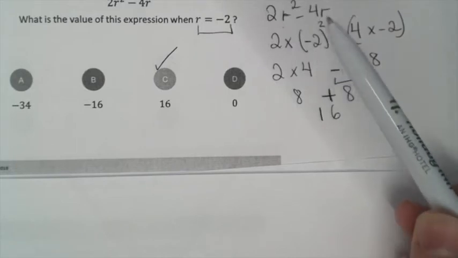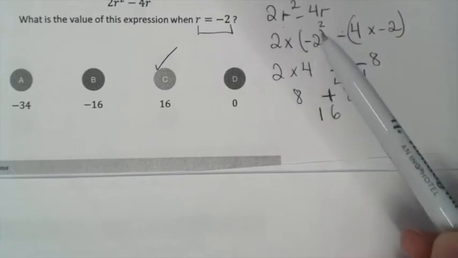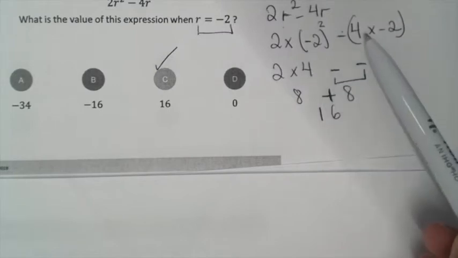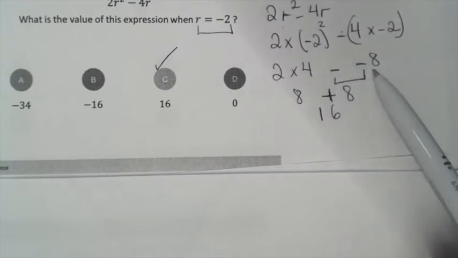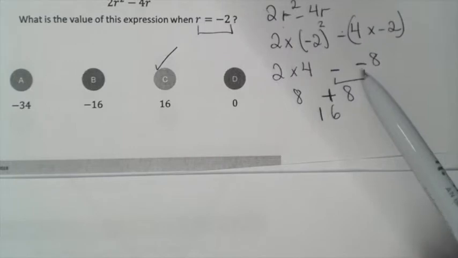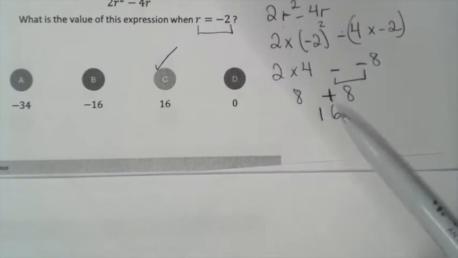Squaring a negative gives us a positive answer because negative times negative is positive, so we end up with 4. Multiplying a positive by a negative gives us a negative answer, and then subtracting a negative gives us a positive answer. So we have to be really careful with the rules for negative numbers.